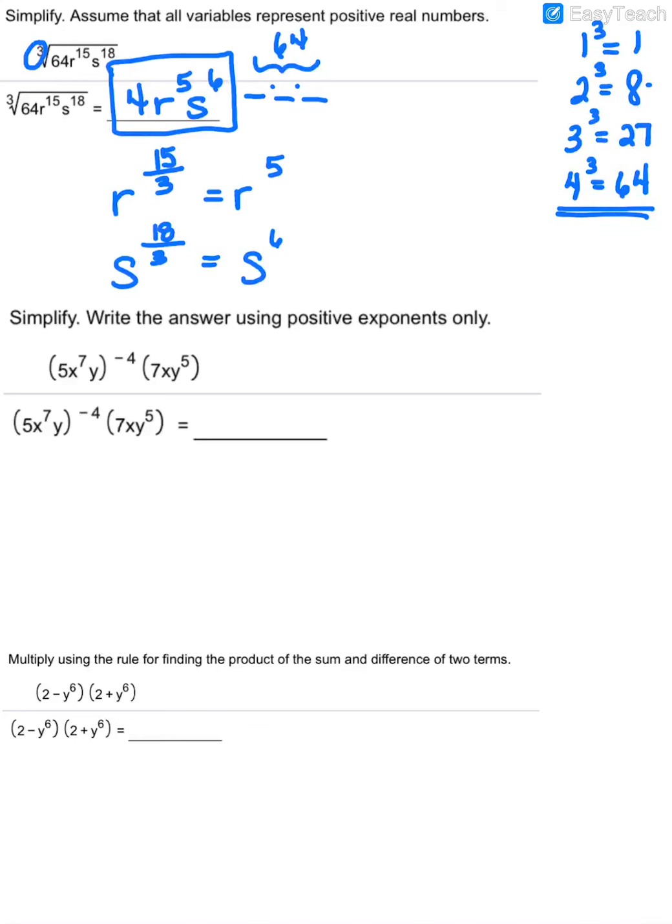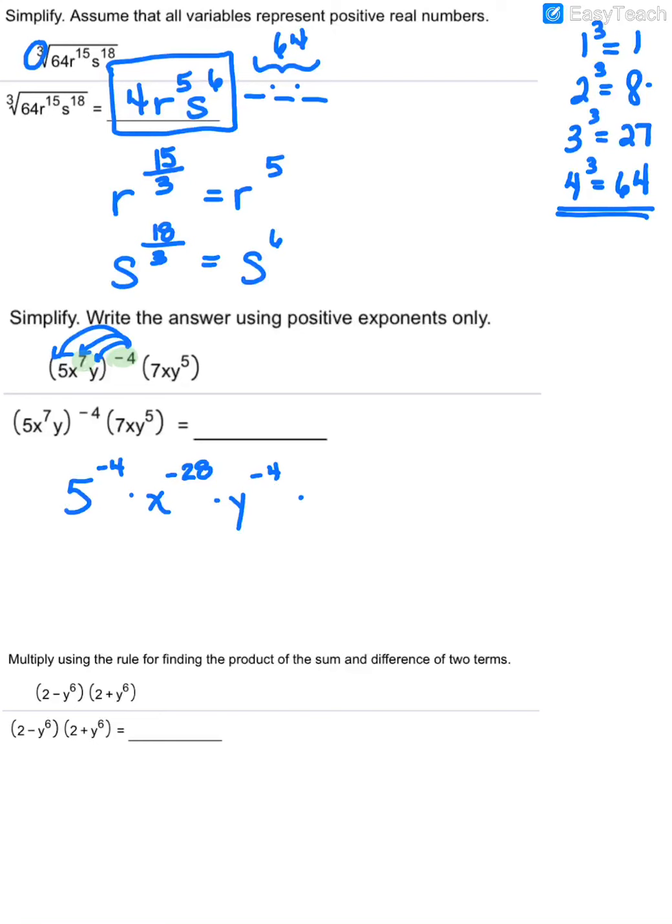Okay, in the next problem, we're being asked to simplify, and we have to write the answer using positive exponents only. First of all, the power outside the parentheses has to apply to all terms. So we're going to have a 5 raised to the negative 4th power. We're going to have an x, raised to the negative 28th. The rule of exponents says that when you have a power of some term raised to another power, you multiply. And then the y is going to be raised to the negative 4th.